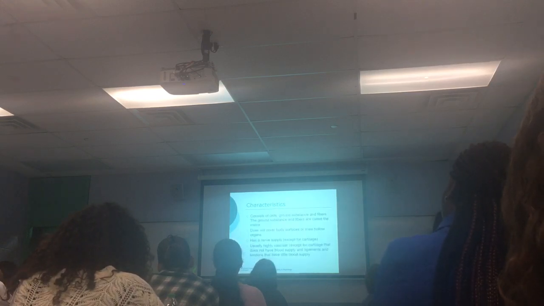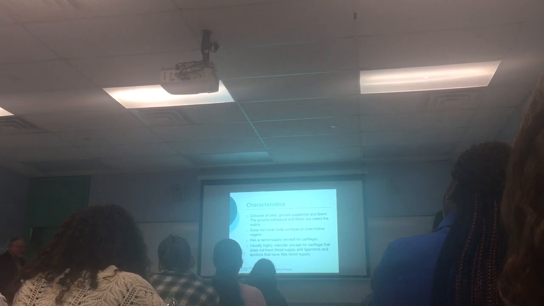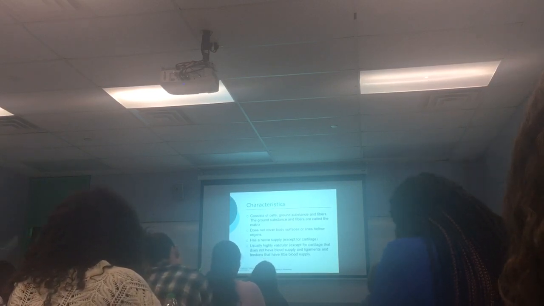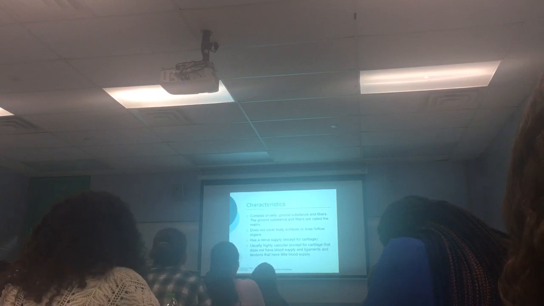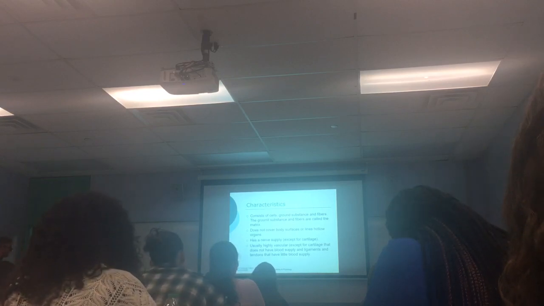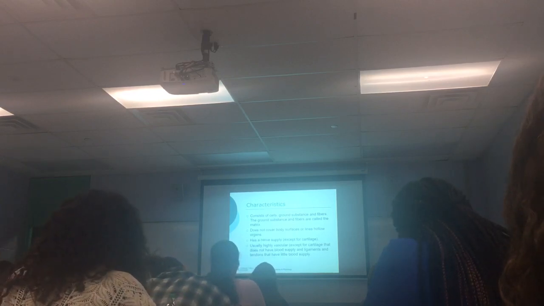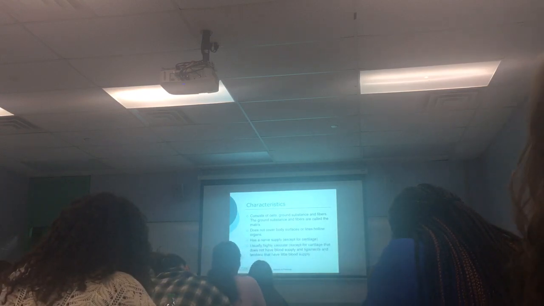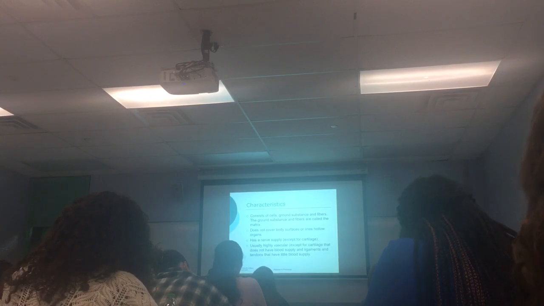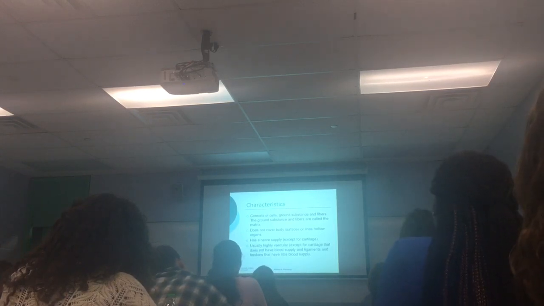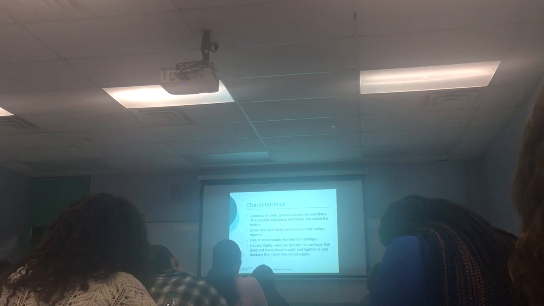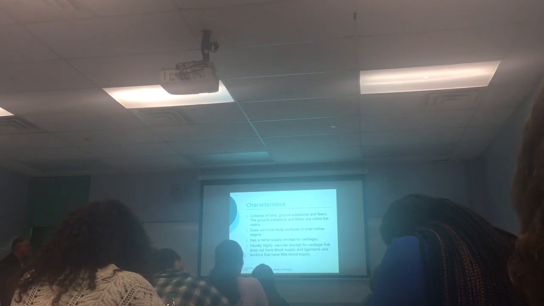So, characteristics of connective tissue, please know this. We have cells, ground substance, and fibers. The ground substance and the fibers, we collectively call the matrix.